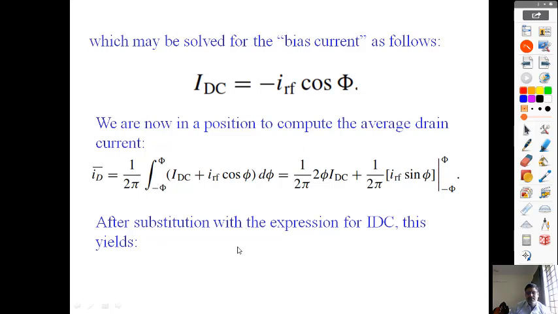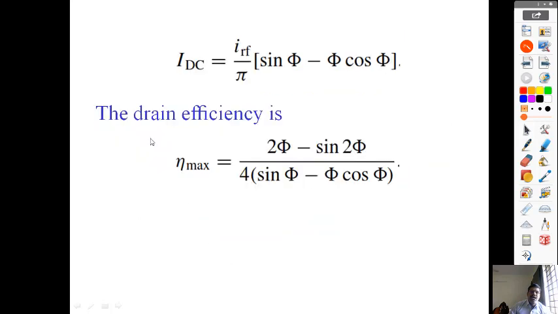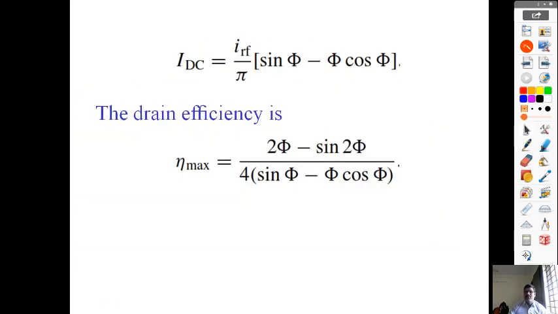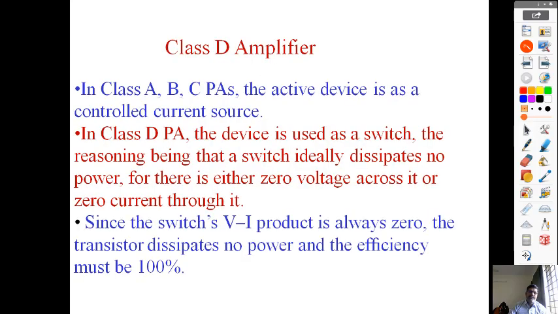After substitution with the expression for IDC, this yields ID bar equals IRF by pi times sin phi minus phi cos phi. The drain efficiency is eta maximum equals 2 phi minus sin 2 phi divided by 4 times sin phi minus phi cos phi. So this is the drain efficiency of this amplifier. With this, we can conclude today. The Class D amplifier we will discuss in the next class.